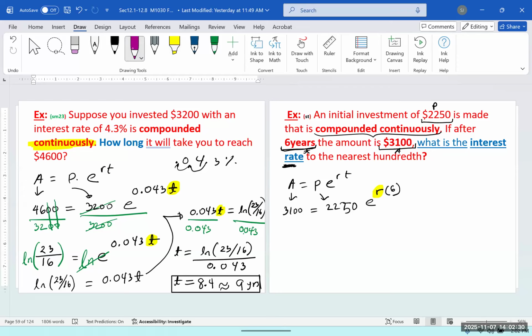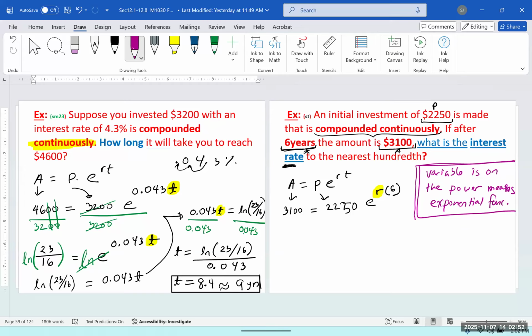I should write this down. Variable is on the power means exponential function. Why do we care? Because to solve exponential, what do you need? ln. So which one do you get rid of first?